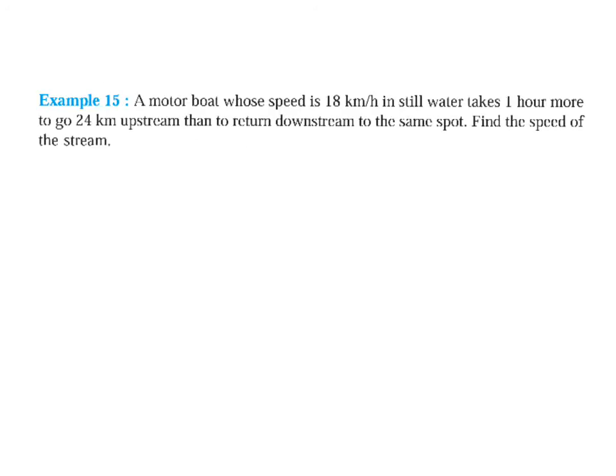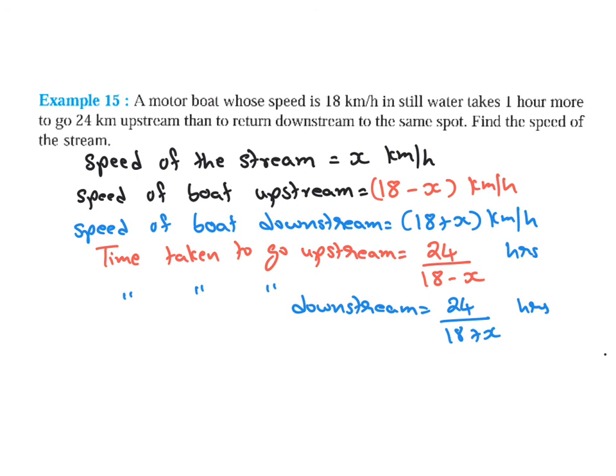Let's try this. A motorboat whose speed is 18 kilometers per hour in still water takes 1 hour more to go 24 kilometers upstream than to return downstream to the same spot. Find the speed of the stream. Let the speed of the stream be x kilometers per hour. Then the speed of the boat upstream, meaning against the river, is 18 minus x kilometers per hour. The speed of the boat downstream will be 18 plus x kilometers per hour.